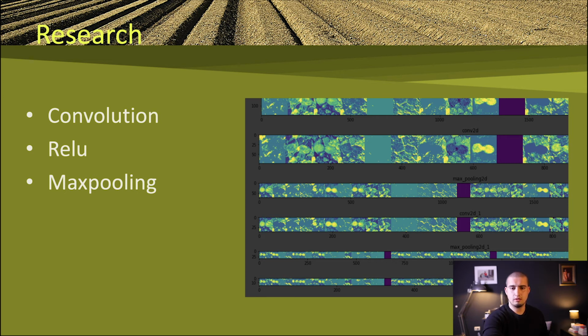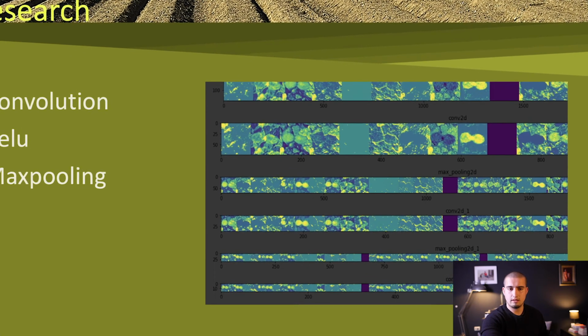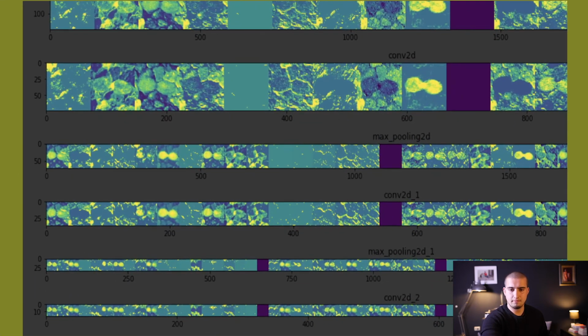Let me show the image here. Can I zoom it? Okay, so in this image, it represents the result when one sample gets processed by every single layer of our network, as we can see here.